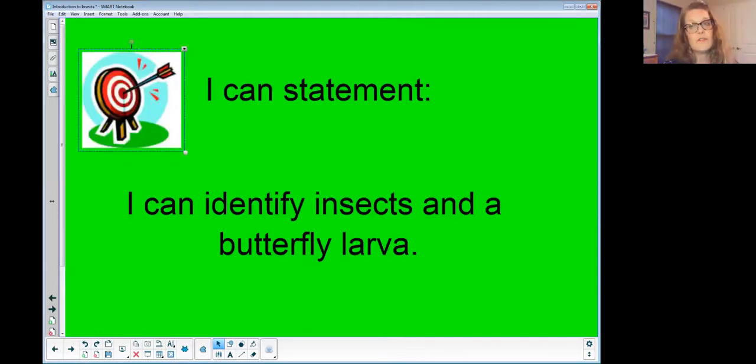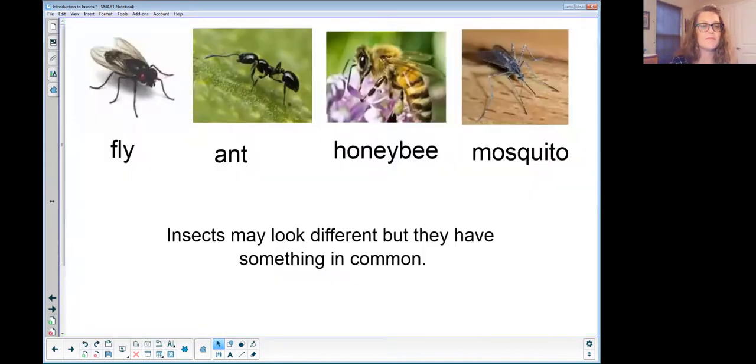So our learning target for today, or our I can statement, is: I can identify insects and a butterfly larva. Sounds interesting. So let's look at some pictures of some insects.